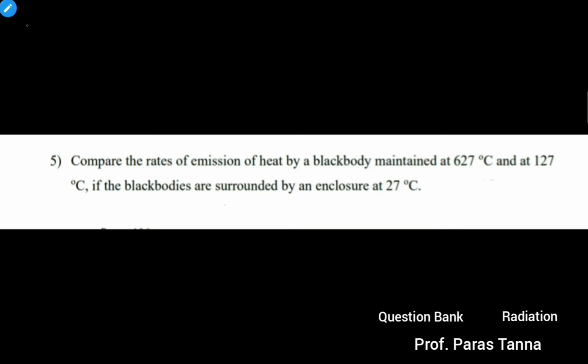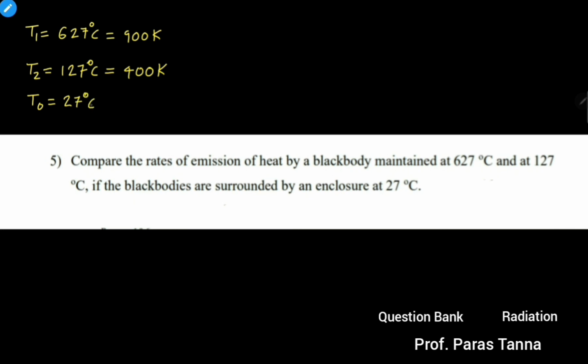As per the data given in this question, first temperature of black body, let's say T1, is equal to 627 degrees Celsius, that is 900 Kelvin, and the next temperature of the same black body, let's say T2, is equal to 127 degrees Celsius, that is 400 Kelvin, and the temperature of the enclosure, or we can consider it as temperature of the surrounding, which is T0, is equal to 27 degrees Celsius, that is 300 Kelvin.